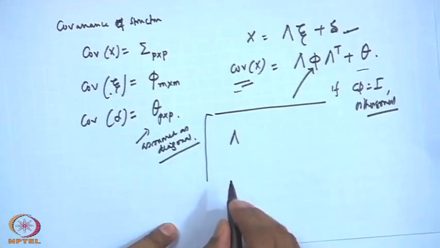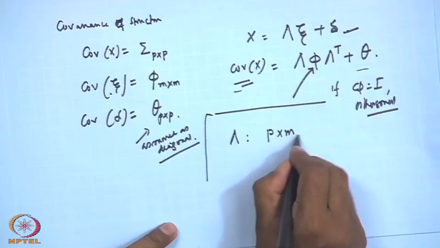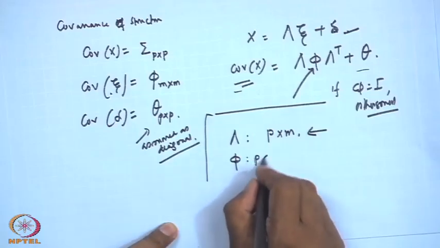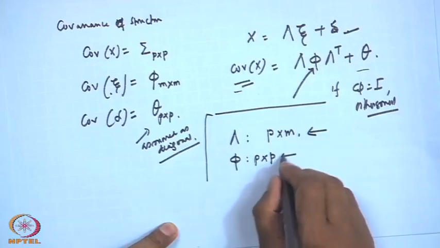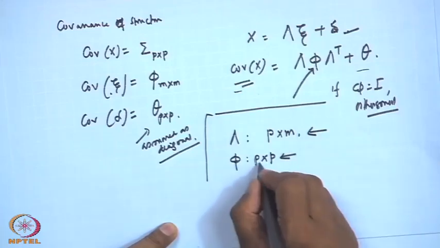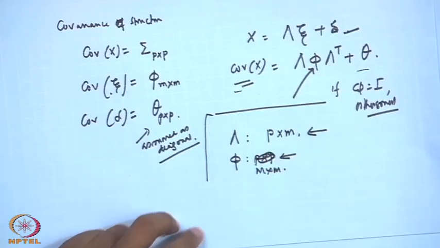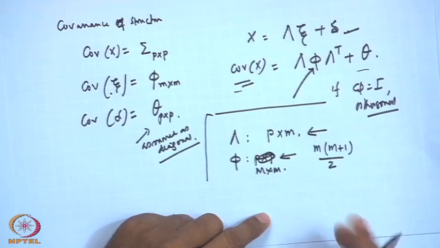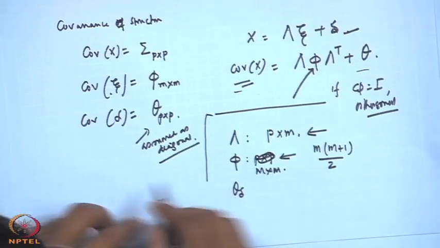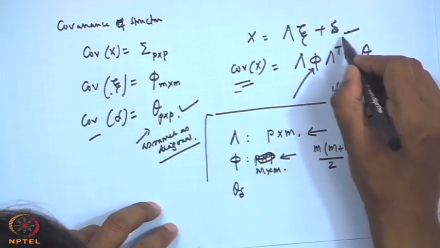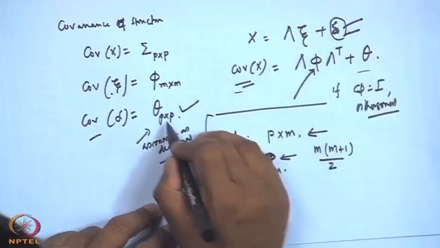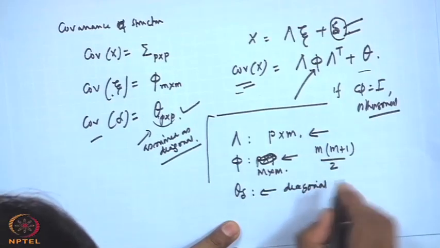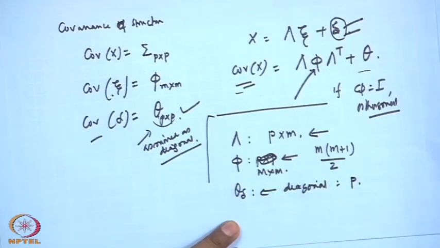One is capital lambda, which is a p cross m matrix, so that many parameters are to be estimated. There is phi, which is an m cross m symmetric matrix, so the number of parameters to be estimated will be m into m plus 1 by 2. And then there is theta delta. If we assume that it is diagonal, then there will be p parameters to be estimated.